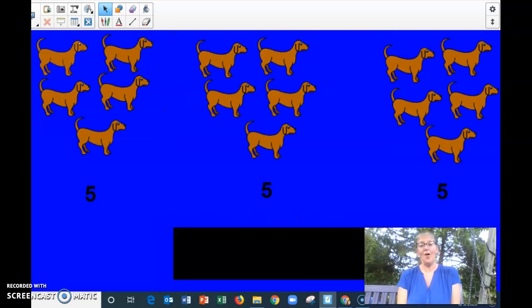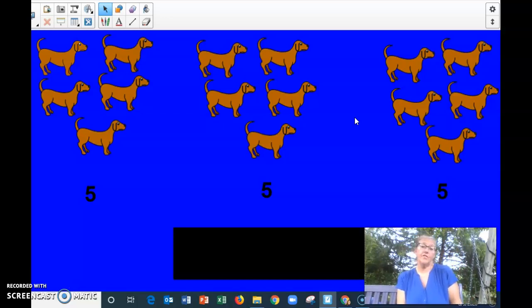How about these little dogs? I'm looking at 3 groups of dogs. So I've got a group here, and another group over here. Each group has 5 dogs in it. So I would say that these groups are equal groups. And what that means is just that I've got more than one group, and all the groups have the same number of dogs in them. So these are equal groups.